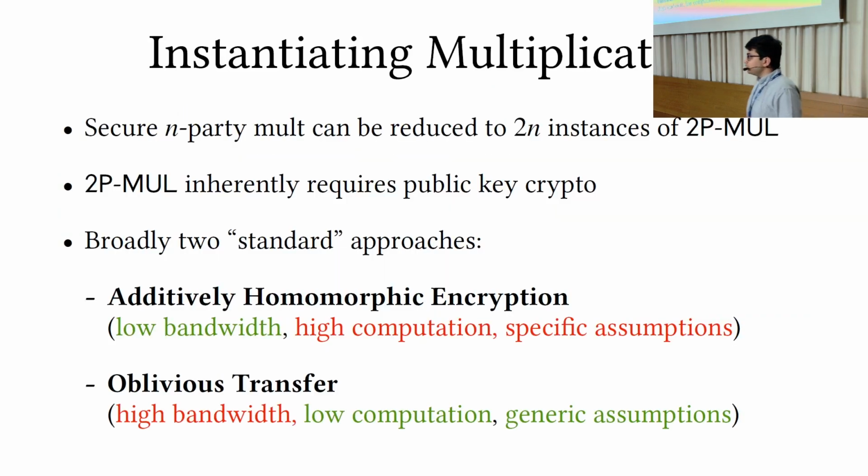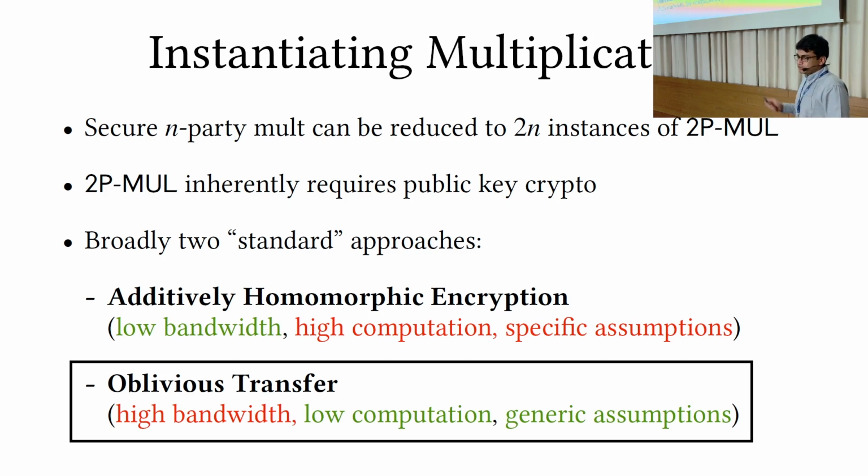Alright, so now to say a bit about efficiency, unfortunately, two-party multiplication inherently requires some nonlinear crypto. Broadly, there are a couple of standardized ways to do this. One is linearly homomorphic encryption, and the other is oblivious transfer. There are trade-offs in bandwidth and computation, and also theoretically in terms of assumptions. And we focus on oblivious transfer because, as I showed, in a lot of cases it makes sense to optimize the computation.